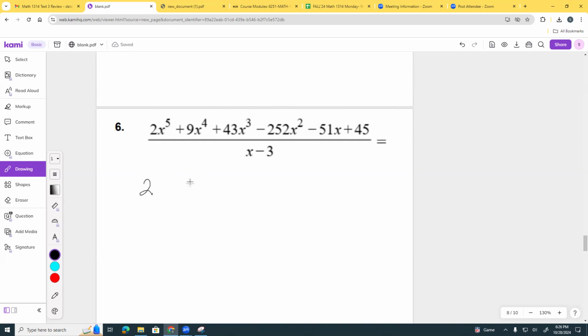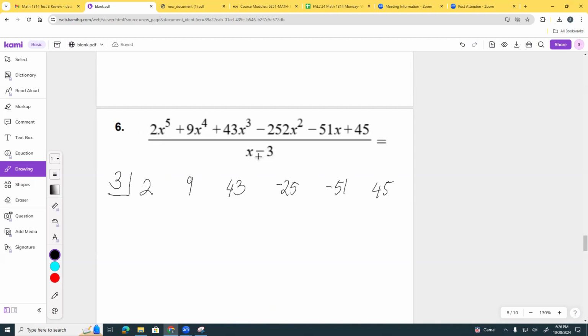2x to the fifth. How many x to the fourth? 9. Next, positive 43. Next, negative 25. Next, last number is 45. Then we make this division sign. Yes, good job. We always have to put the opposite of this sign because it's coming with an x, right?